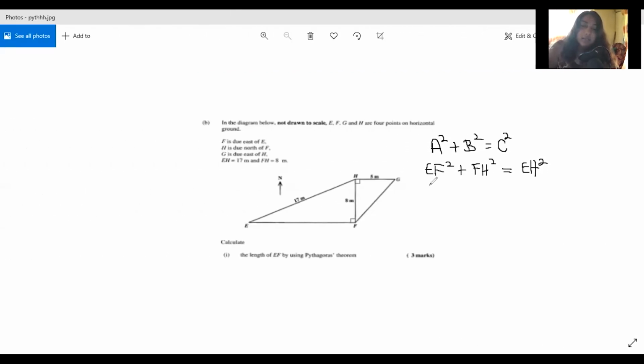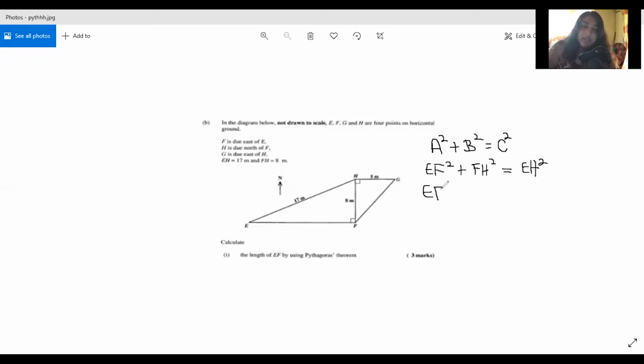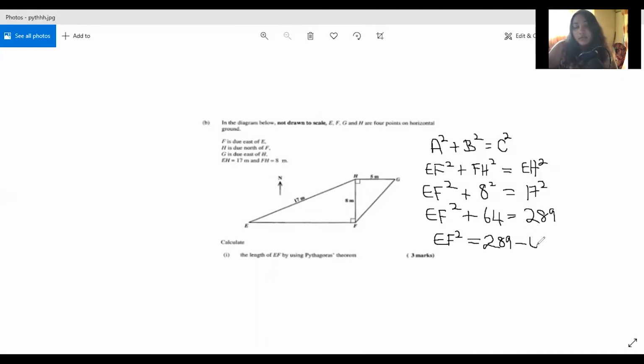We're going to substitute the values now. EF is still unknown to us, so we leave the notation. We replace FH with 8, and we replace EH with 17. Now we're going to simplify. So let's transpose and make EF the subject, which leaves me with 225.